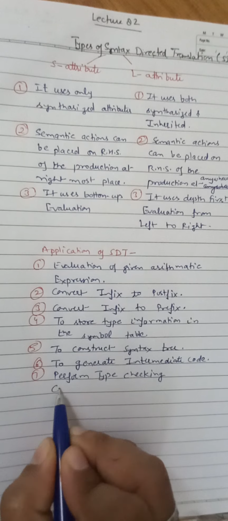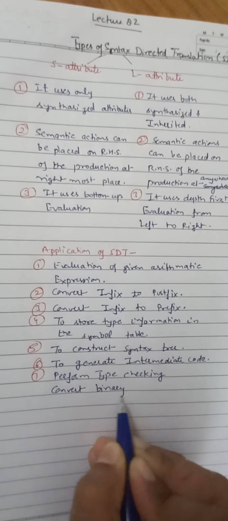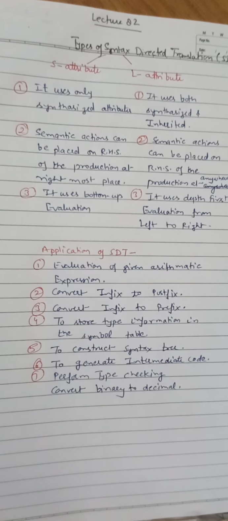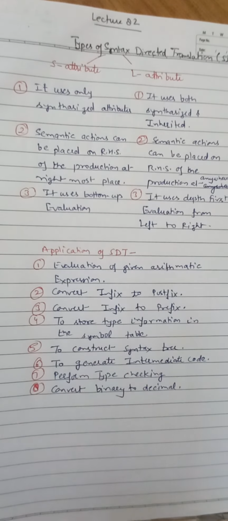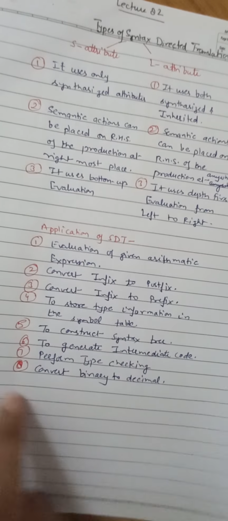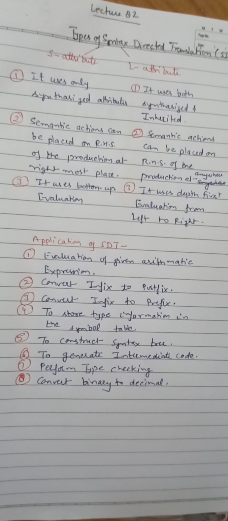Or we can convert binary to decimal. The data from binary to decimal we can convert with the help of SDT. So these are all applications of SDT. And what kind of SDT we can use? S attributed and L attributed, and what is the difference between them, and what are the applications of SDT, all are here. So next we will learn how we can construct SDT with the help of example.